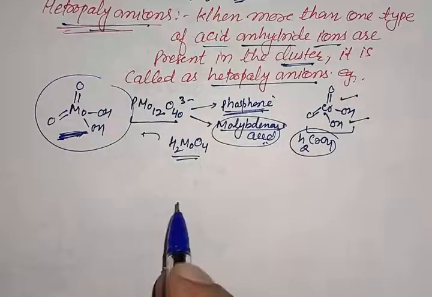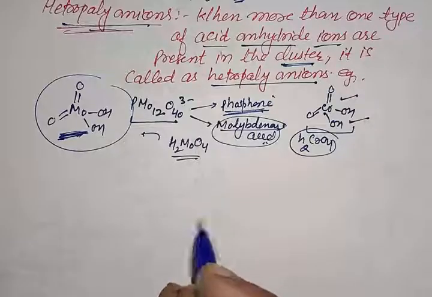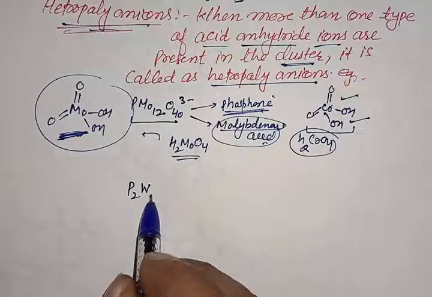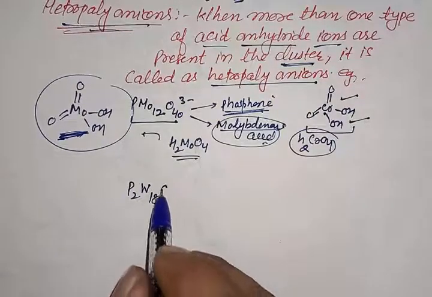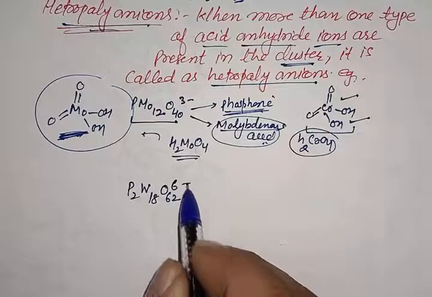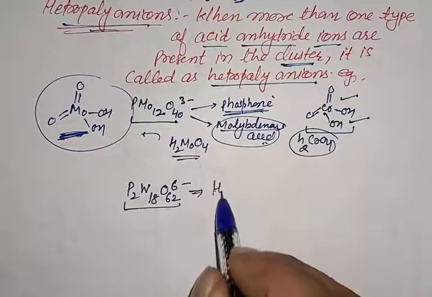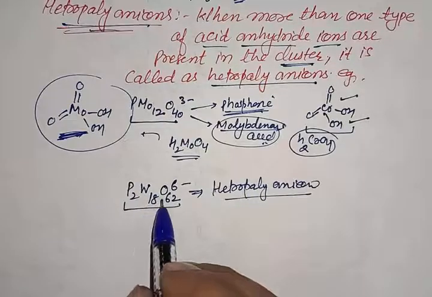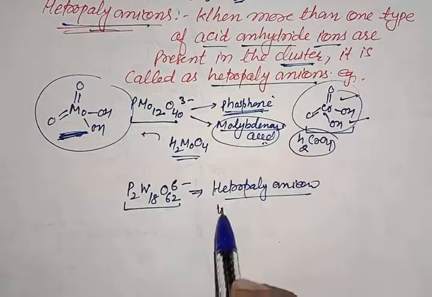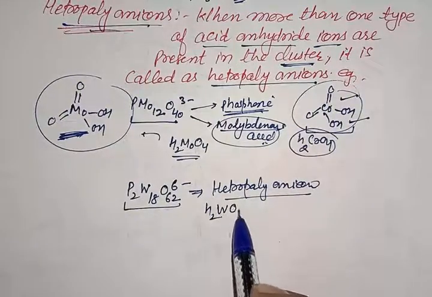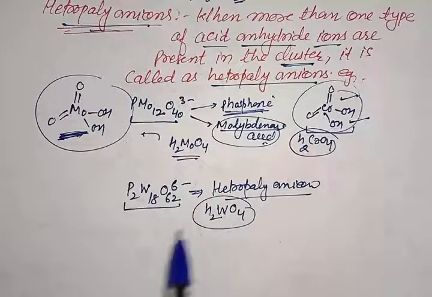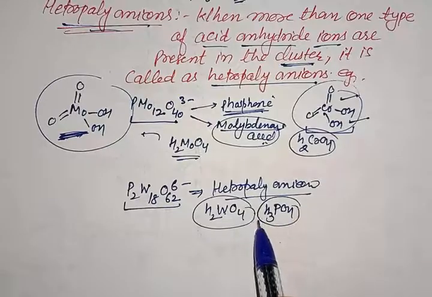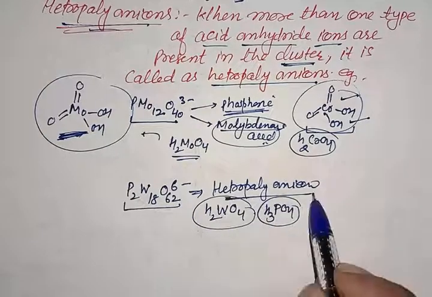Similarly, another example is tungstic acid and phosphoric acid, which form heteropoly anions, like P2W18O62 6 negative. This is also an example of a heteropoly anion, in which two types of weak acids are present. One is the tungstic acid, that is H2WO4. Here chromium metal is replaced by tungsten metal, and the other is the phosphoric acid, H3PO4. Two types of weak acid anions are present. This is a case of heteropoly anions.